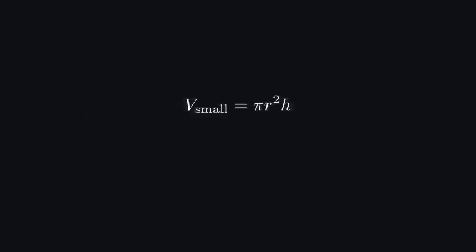V small equals pi r squared h. Pi equals 22 over 7, r equals 0.25 cm, h equals 14 cm.